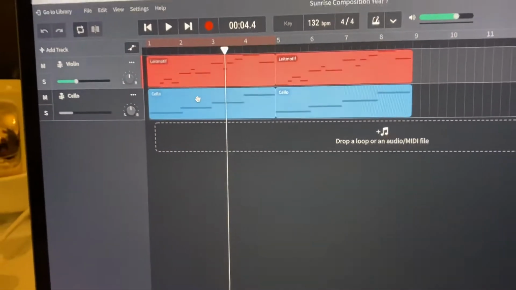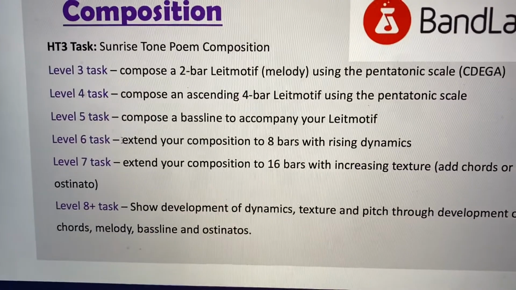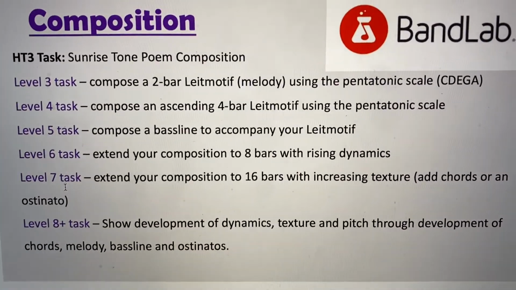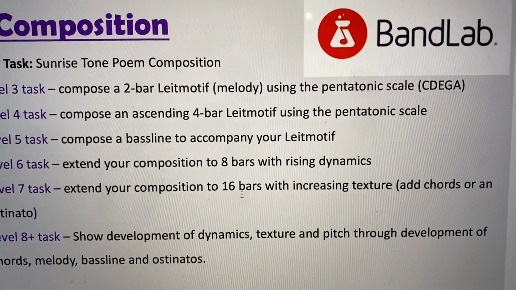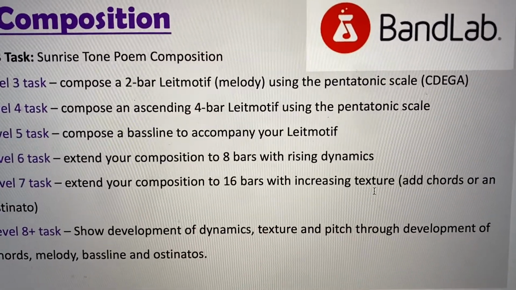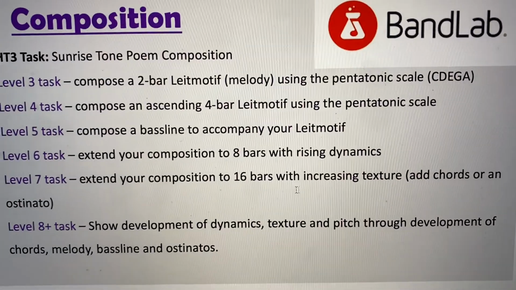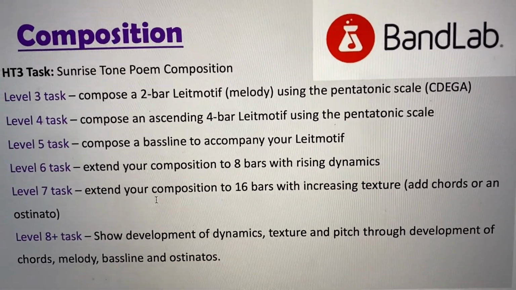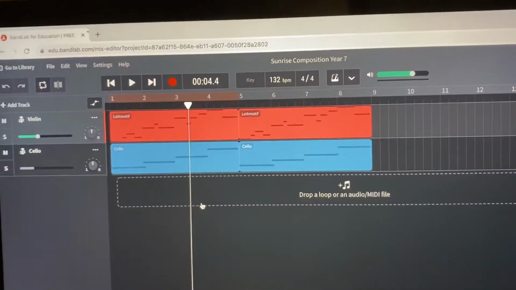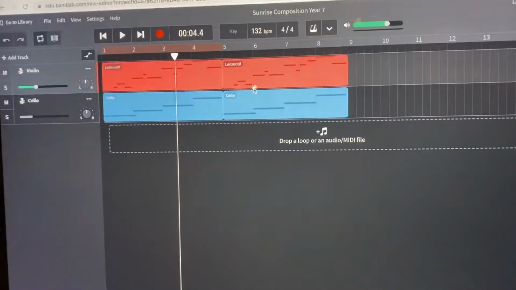Okay, we are at level 6, so let's now look at the level 7 task. Extend your composition to 16 bars with increasing texture. So add to the texture by adding chords and/or an ostinato. So at the moment I have 8 bars, okay?